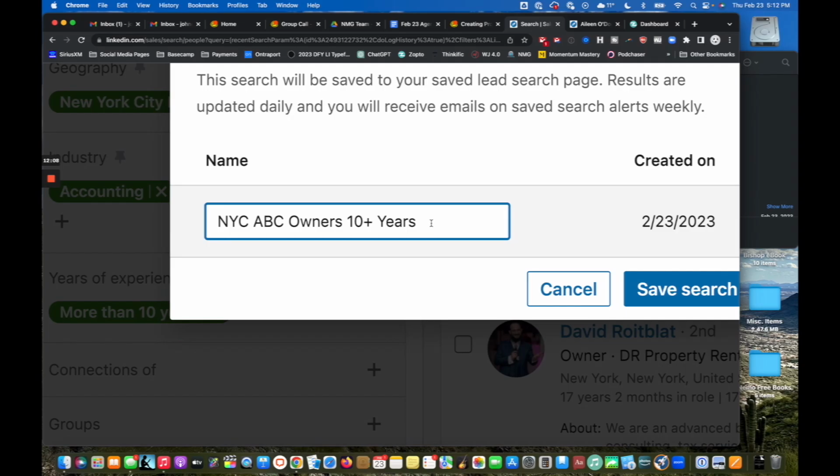Remember those filters? And then we'll do second and third level. So that's what that abbreviation means: location, type of prospect, what their role is, the owner, how long they've been the owner, and then their second and third degree.